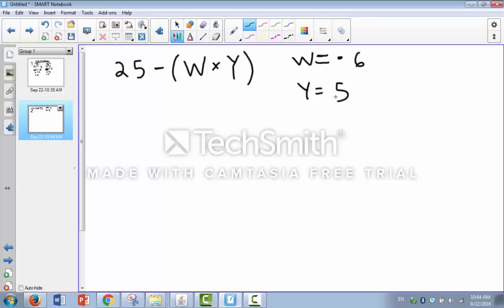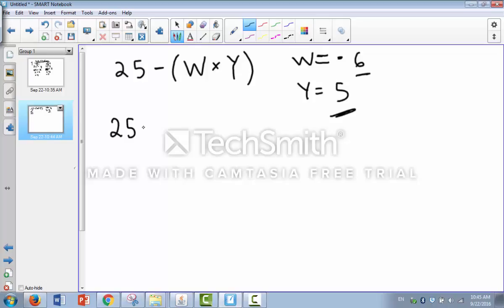Now, here's the interesting thing. We have brackets, so we have to do that first, but we would be doing the w times y first anyways because multiplication comes before subtraction. So there are brackets, but they are unnecessary in this equation. I just included them because that's the way it is in your learning guide, and that's okay. Sometimes there's extra brackets. So they have w is -6 and y is 5.